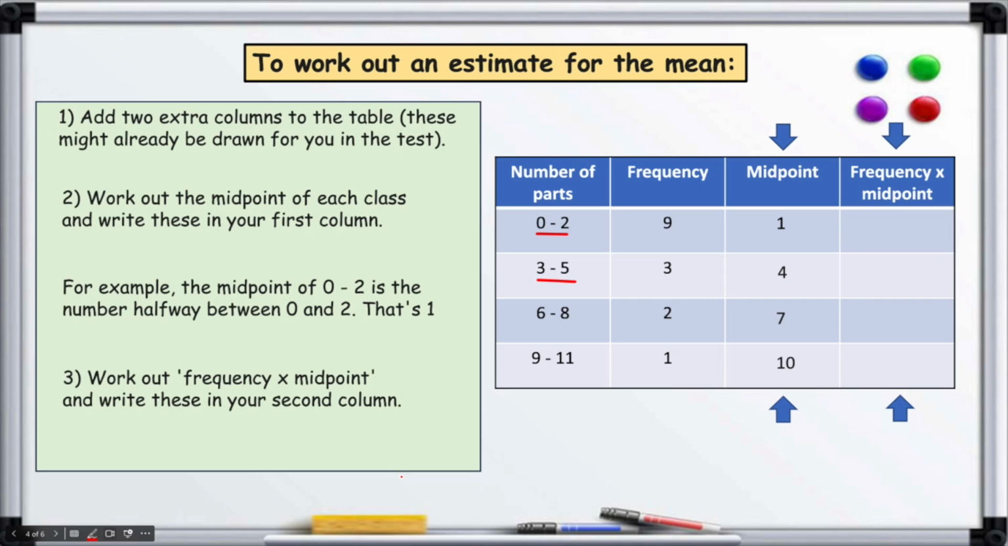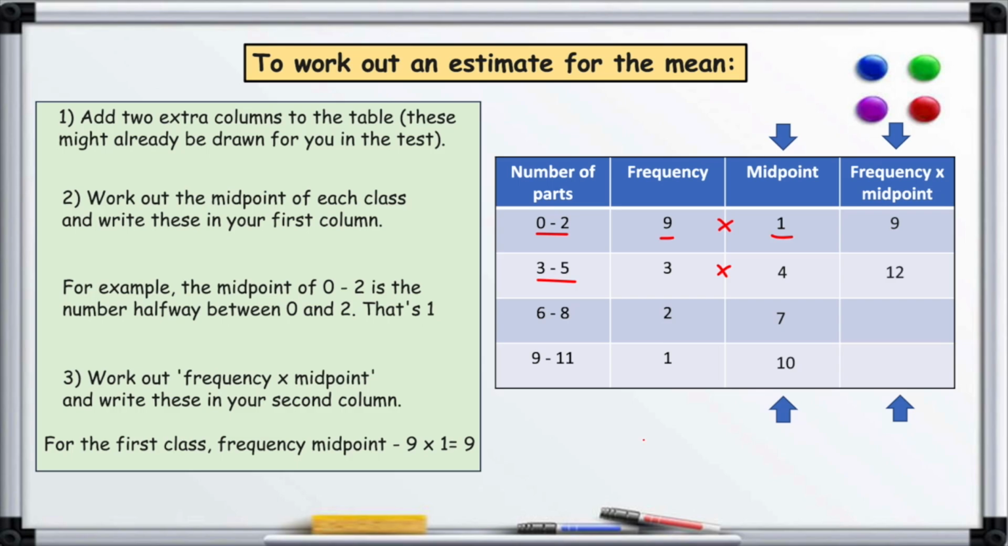Now we have to work out the frequency multiplied by the midpoint. So here, if you look, this is the frequency and this is the midpoint, so we multiply these together. So our first number here is going to be 9 times 1. 9 times 1 equals 9. So the next one, the frequency multiplied by the midpoint, 3 times 4, 12. 2 times 7, 14. And 1 times 10 is going to be 10.